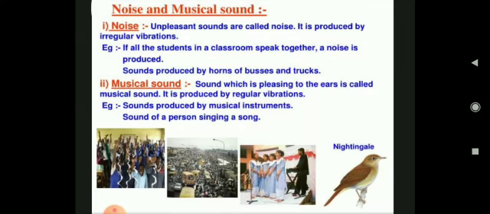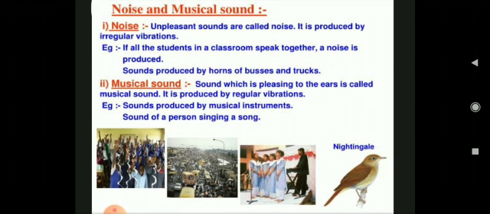Now we'll talk about noise and musical sound. Unpleasant sounds are called noise, and noise is produced by irregular vibrations. For example, if all the students in the classroom speak together, a noise is produced. Another example is the sound produced by horns of buses and trucks. Next, musical sound. Sound which is pleasing to our ears is called musical sound. It is produced by regular vibration. For example, the sound produced by musical instruments, or the sound of a person singing a song. So this music has a pleasing effect on our ears, but noise has an irritating and disturbing effect on our ears.